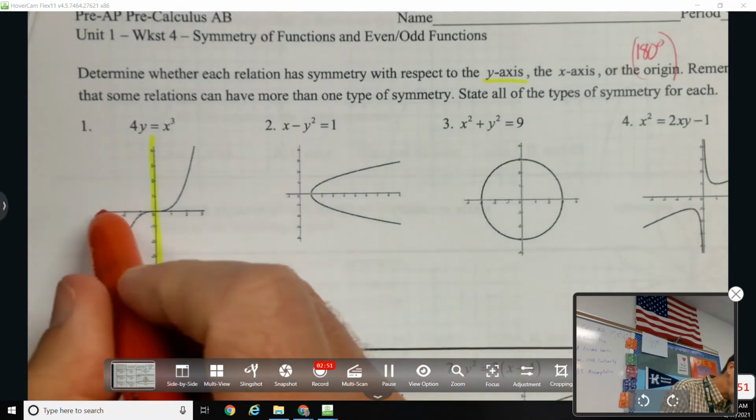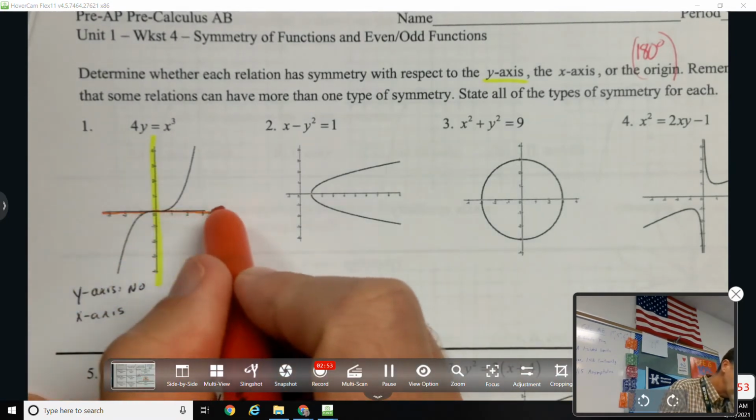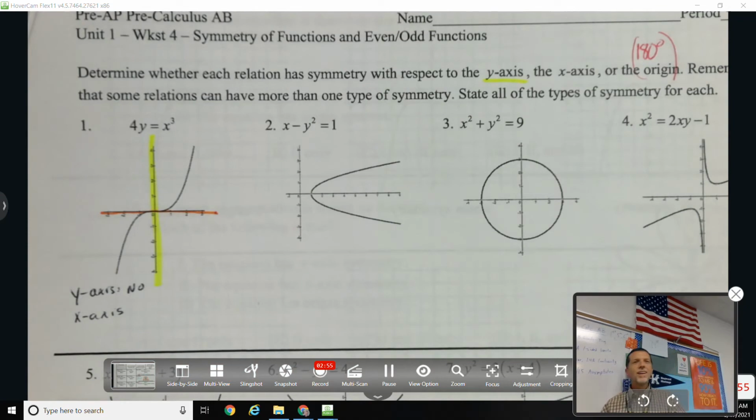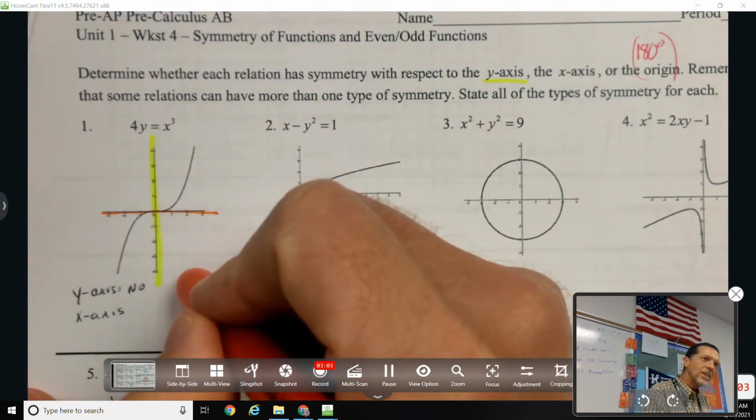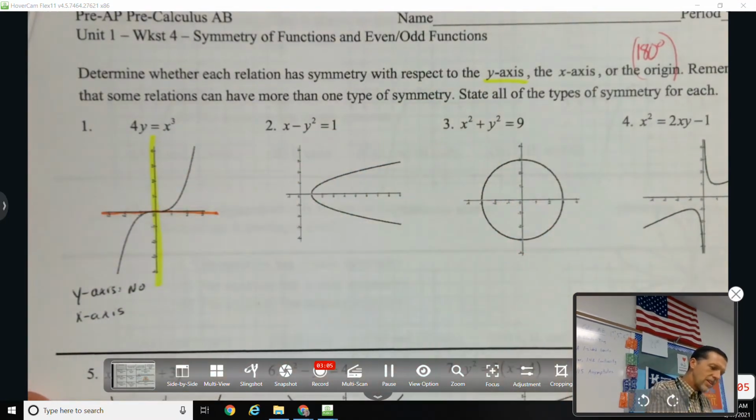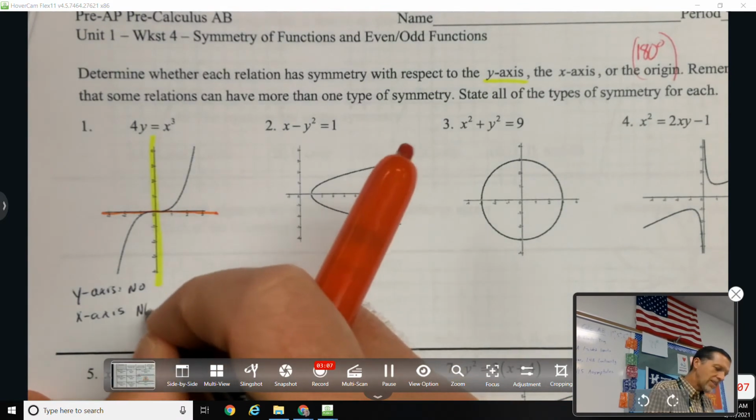How about the x-axis? No. It's kind of the same thing as the y. If I flipped it across the x-axis, then this piece would go down here. So x-axis is a no.